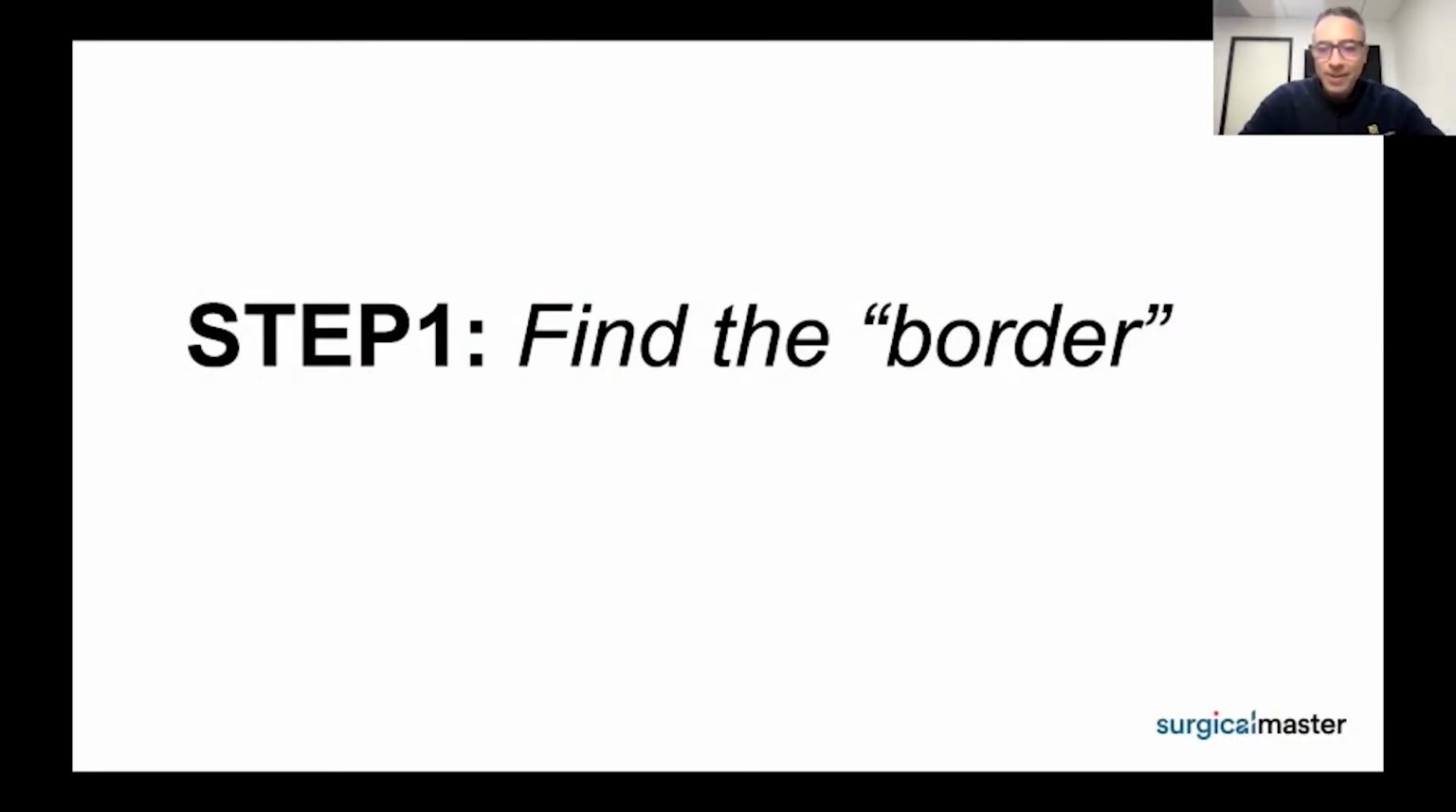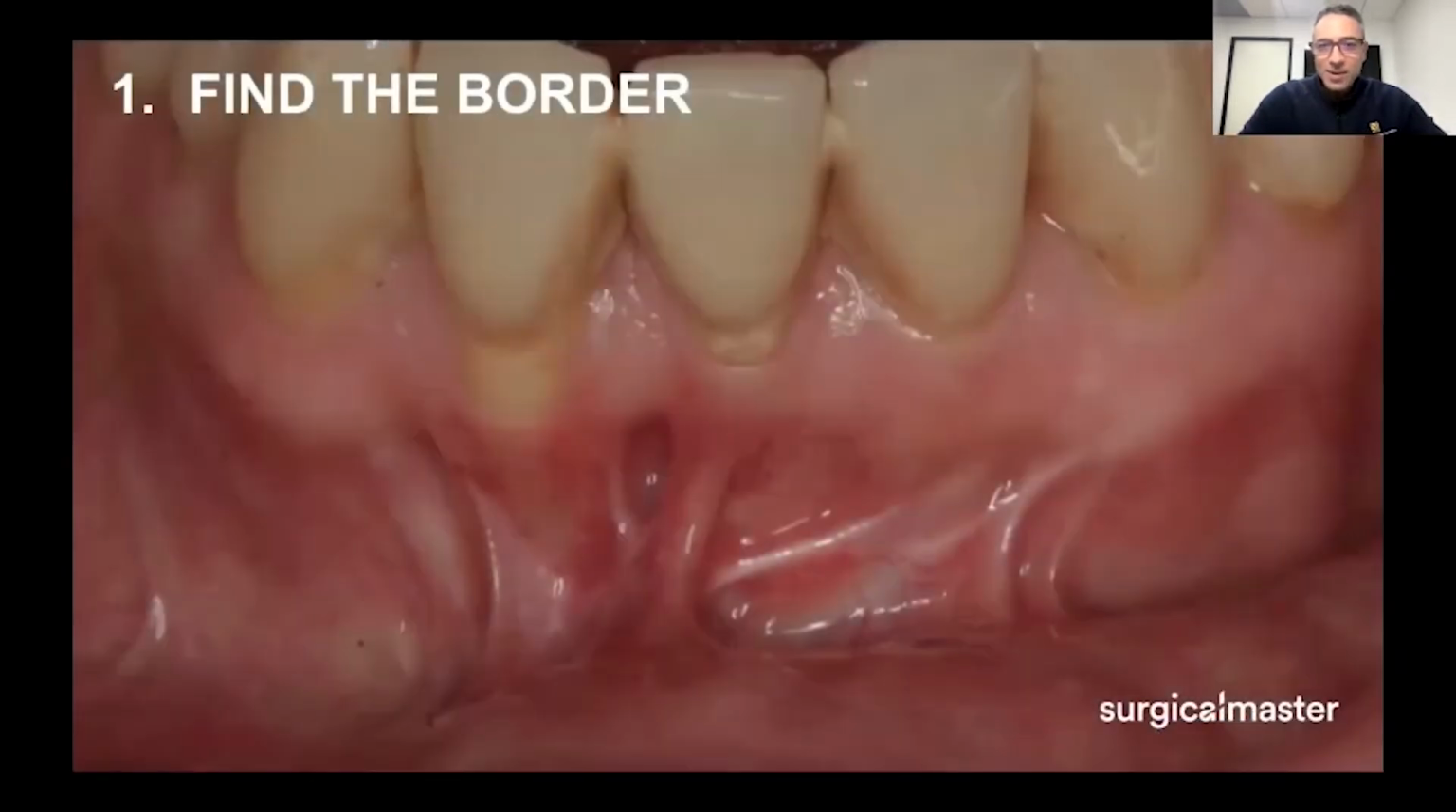The tissue quality is an issue, and many dentists are having a challenge in diagnosing. And if you don't diagnose, you can't recommend treatment. Okay, so the first step in diagnosis is finding the border. What's the border? It's the border between the mucosa and the gingiva.